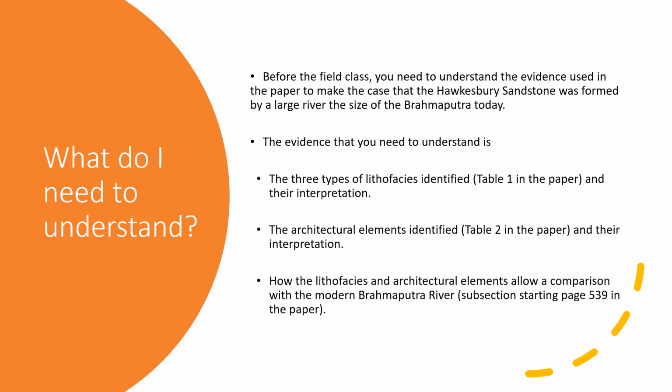Table 1 in the paper lists the different types of lithofacies that are identified. So I'd like you to be aware of the 3 types of lithofacies that are present in the Hawkesbury Sandstone and how they're interpreted. And Table 2 in the paper talks about the different scale of the architectural elements that have been identified in the Hawkesbury Sandstone and how they can be interpreted, again, as a big river. And there's some text starting on the journal page 539, where the authors then compare the evidence from the lithofacies and the evidence from the architectural elements that allow them to make a comparison with the modern day river.